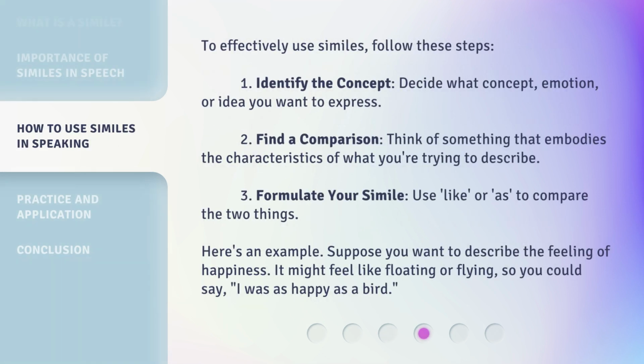To effectively use similes, follow these steps. 1. Identify the concept. Decide what concept, emotion, or idea you want to express. 2. Find a comparison. Think of something that embodies the characteristics of what you're trying to describe. 3. Formulate your simile. Use like or as to compare the two things. Here's an example. Suppose you want to describe the feeling of happiness. It might feel like floating or flying, so you could say, "I was as happy as a bird."